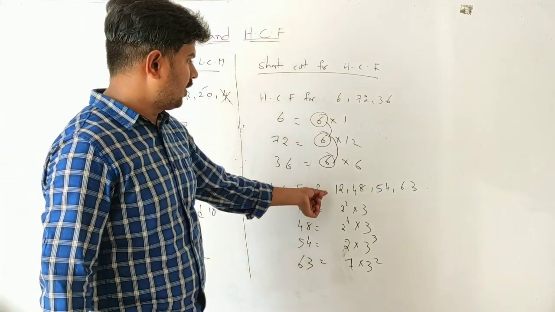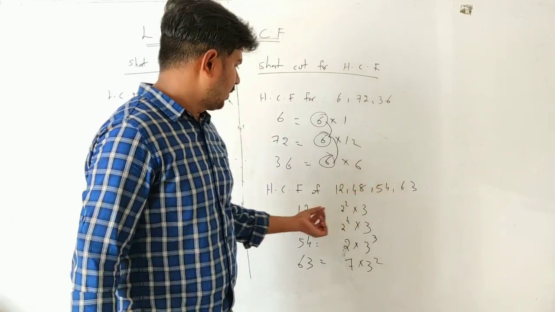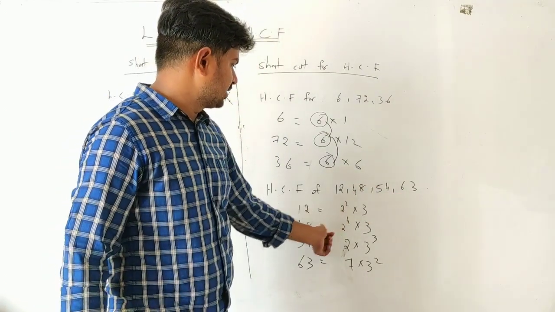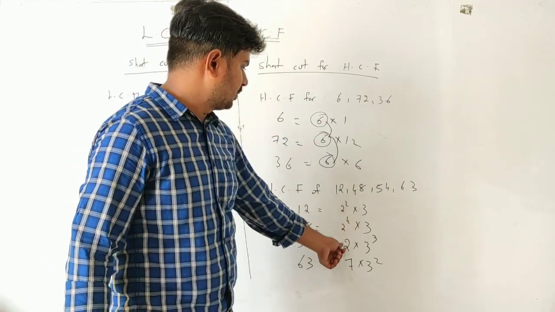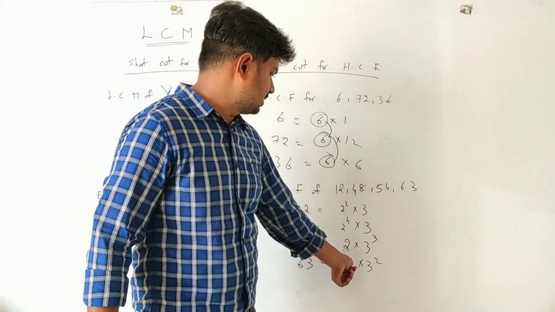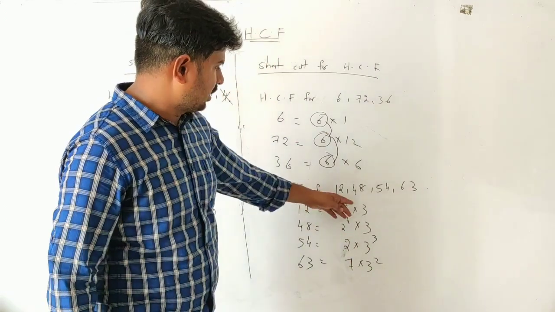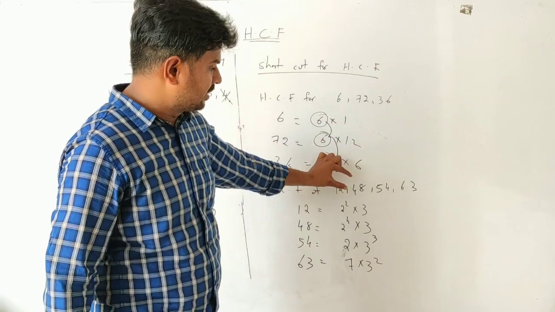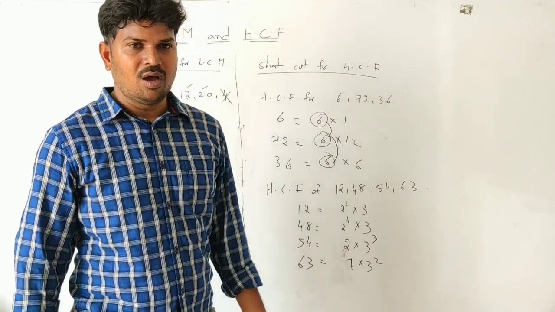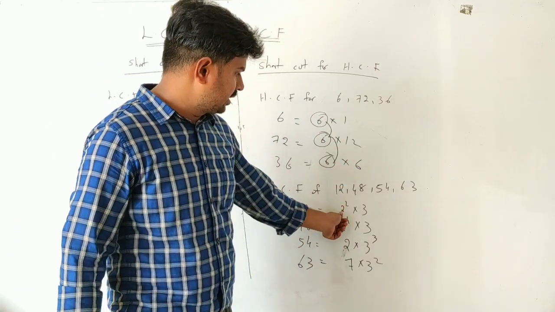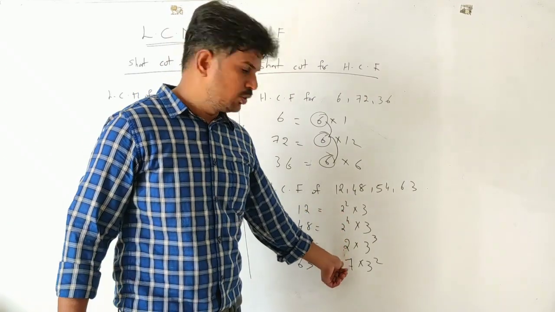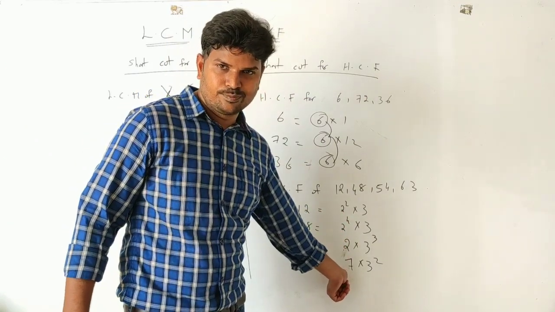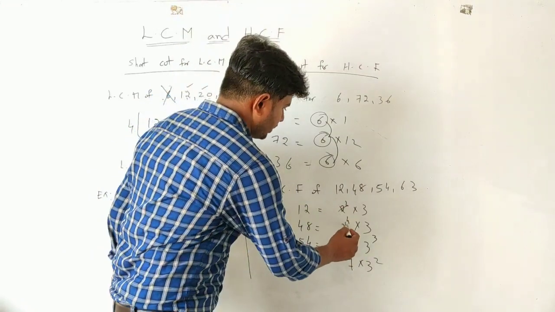Let's go for here. HCF of 12, 48, 54, 63. Write all the prime factors. Like 12 means 4 3s, 48 means 6 8s, 54 means 27 2s, 63 means 7 9s. Now try to see what prime number is common to all these 4. Take 2. 2 is here, 2 is here, 2 is here, 2 is not here. So we cannot take 2. 2 is not there.